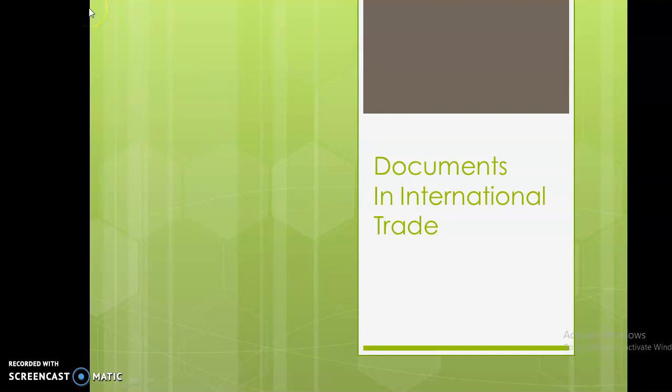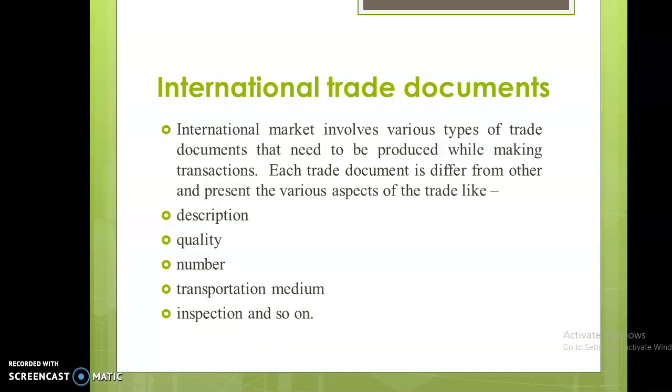Hi, good morning. Today's discussion topic is the documentation involved in international trade. As you all know, there are different types of documents involved in exporting and importing products from abroad. So you need to have different types of documents for doing all these international transactions.